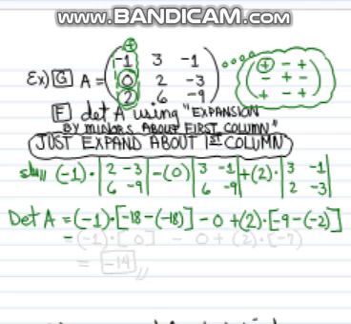Now we simplify: negative 1 times bracket, negative 18 plus 18, 0. Minus the other 0, plus 2 times, this is negative 9 plus 2, which is negative 7. So our determinant is simply equal to negative 14. And we are finished.